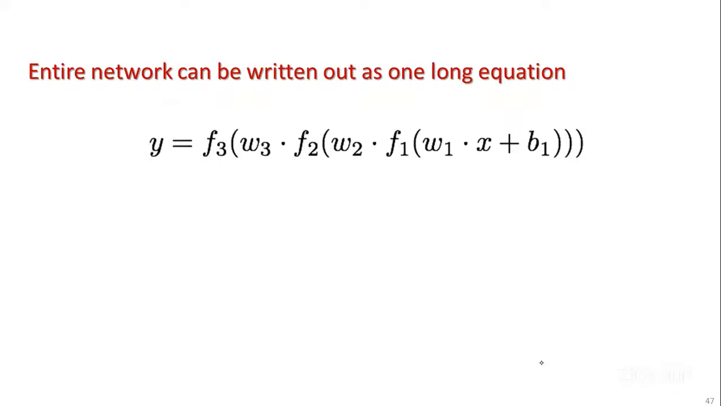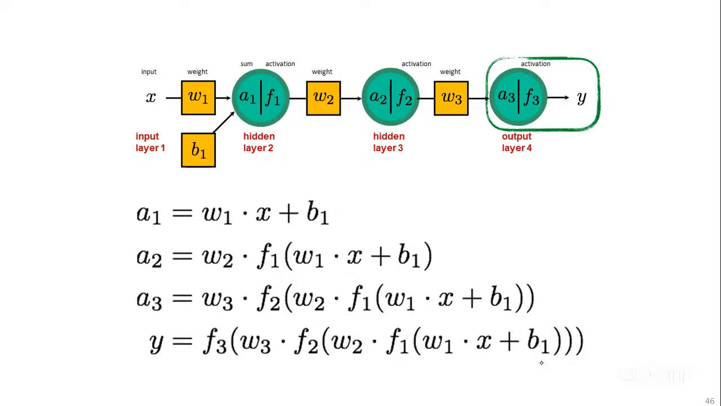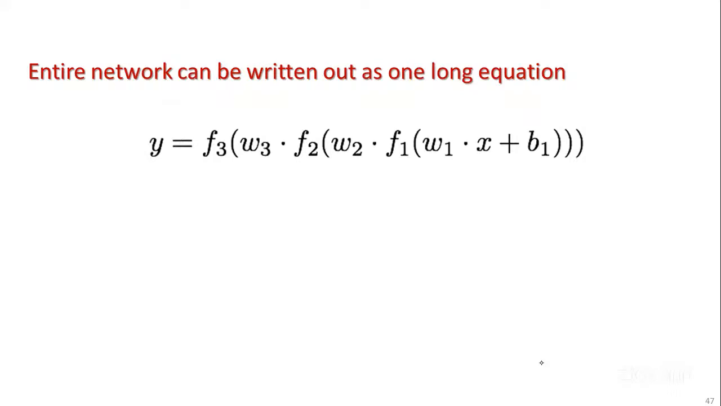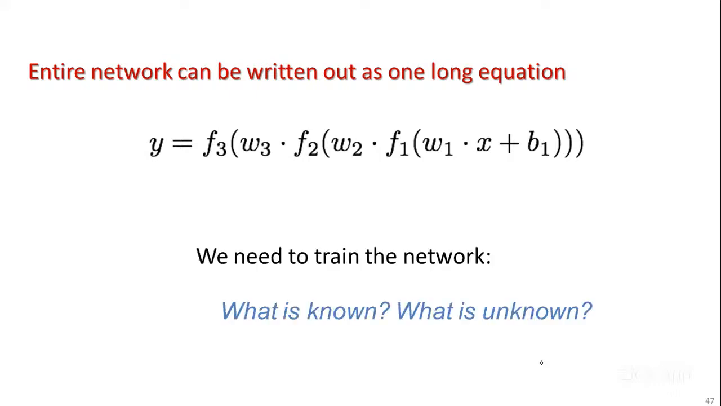What does it mean? We started from this input X, and we wanted to reach Y, the output. It means that this whole network can be written with just one long equation, right? Just one equation. Okay? Everyone? Now we need to train this network. So we got this equation, and we need to train this network.